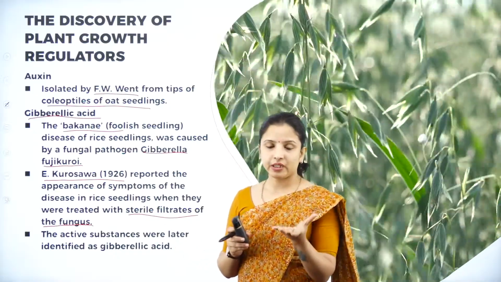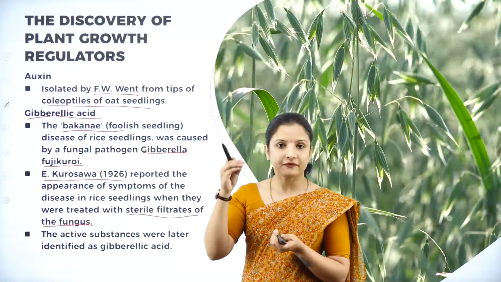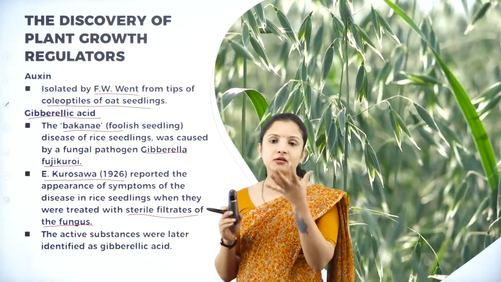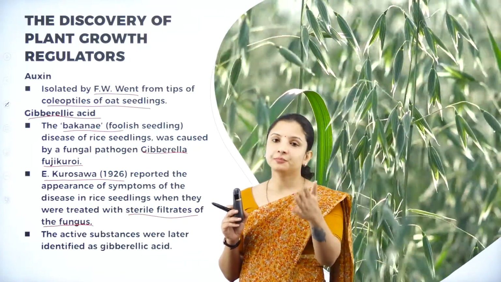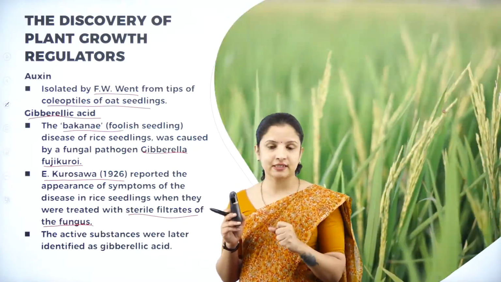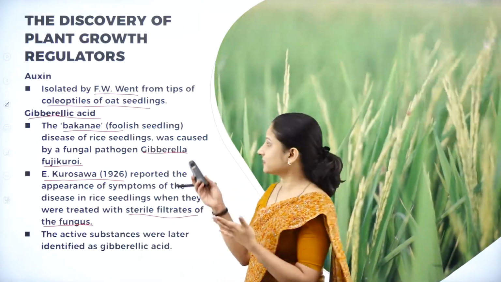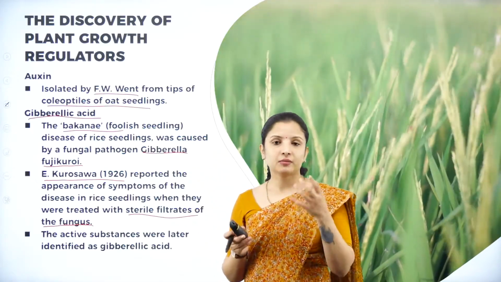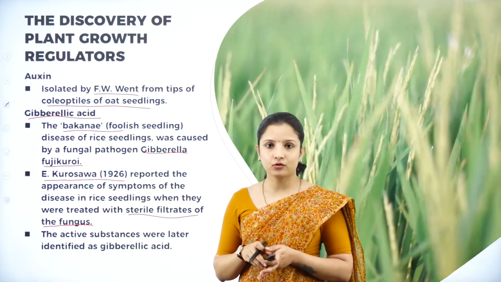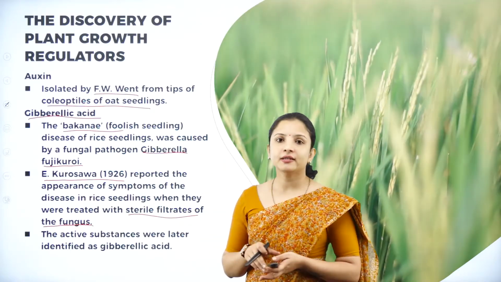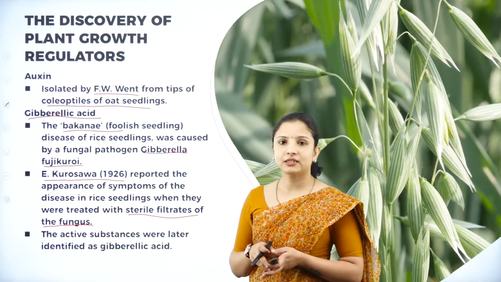He took a beaker and put water in it. To that water, he added the Gibberella fujikuroi fungi. Now he made a filtrate of that water solution. That solution he sprayed on the healthy rice seedlings. After a few days, he started to notice symptom development, that is the Bakanae disease symptom development of the rice seedlings. That is when he first found out that Gibberella fujikuroi is the one that actually causes the Bakanae disease, or the foolish seedling of rice.